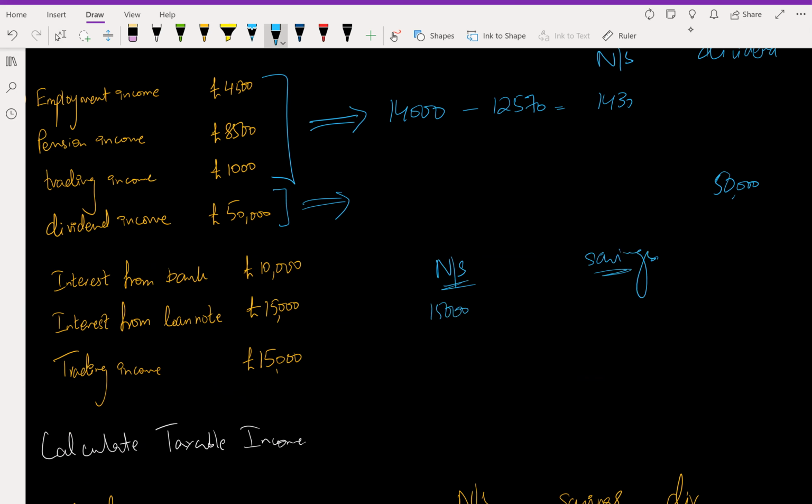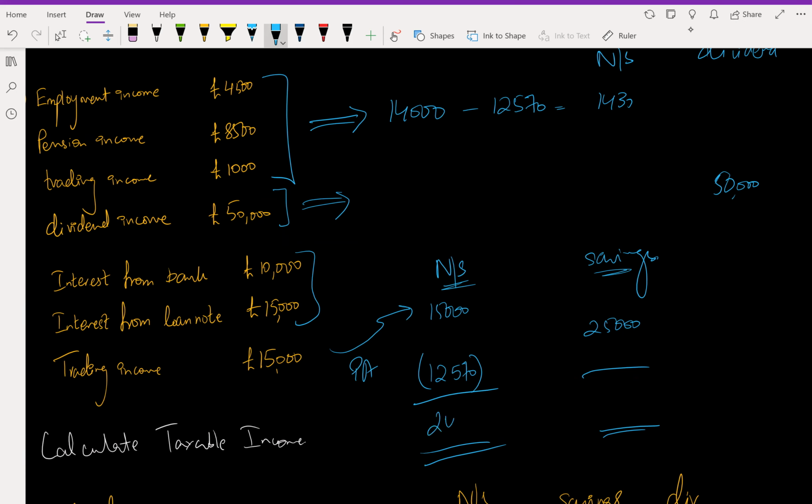Non-savings, you've got 15,000, which is your trading income. And total interest, you've got 25,000. So again, 12,570, which is personal allowance, will be deducted from this. And you'll be left with 2,430, right? And this is 25,000. So this is your answer for the last question. Okay. I hope this makes sense.